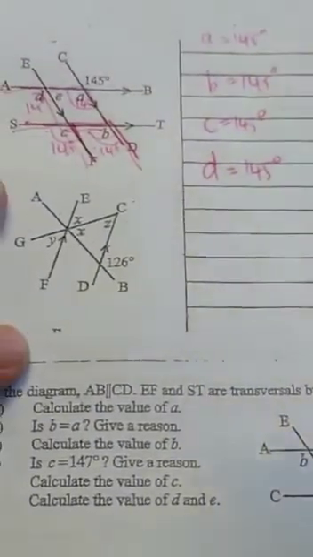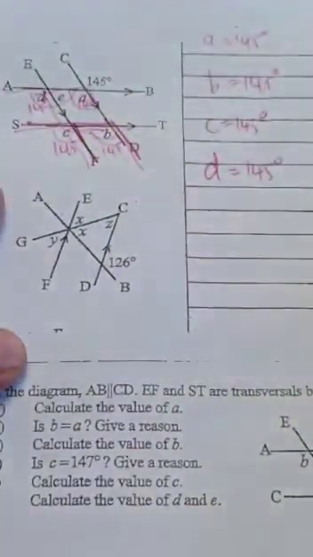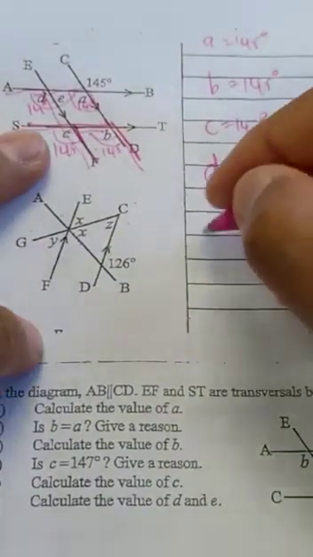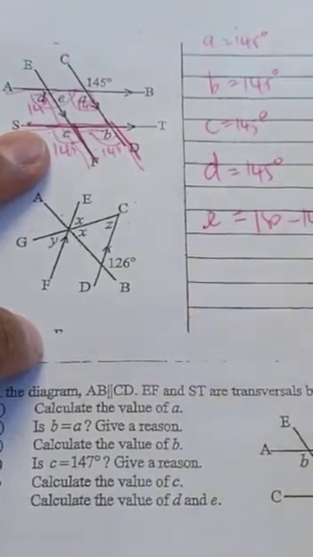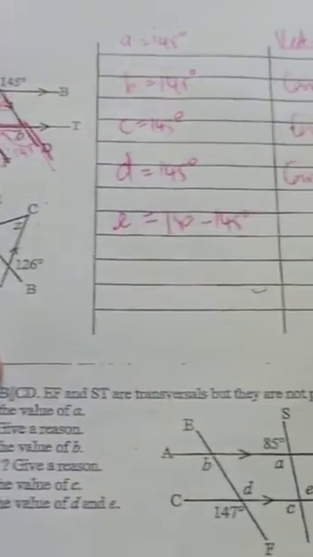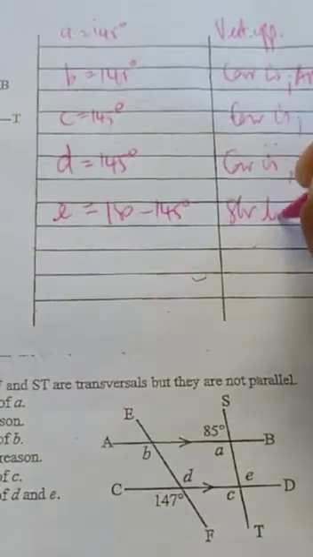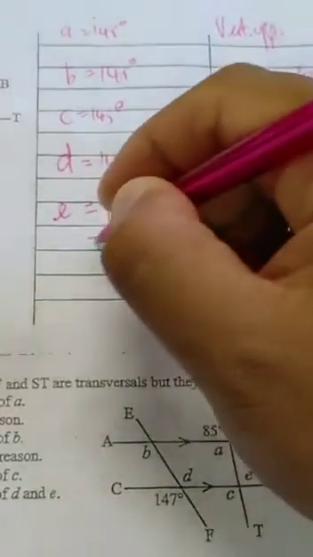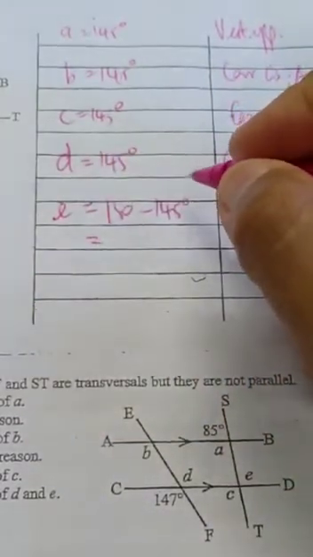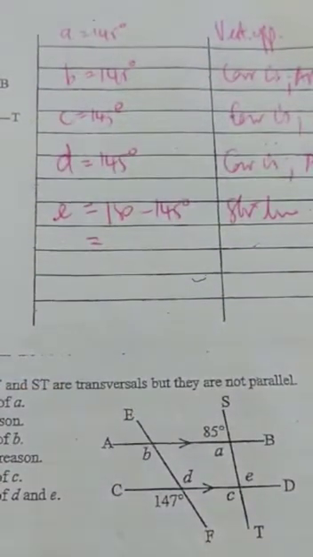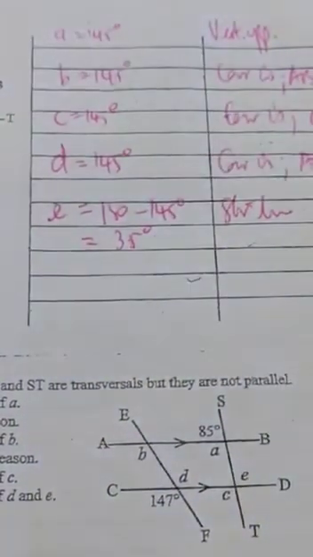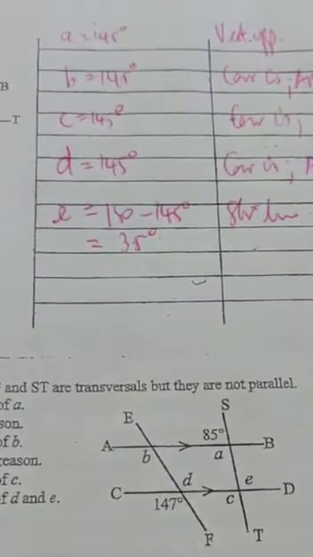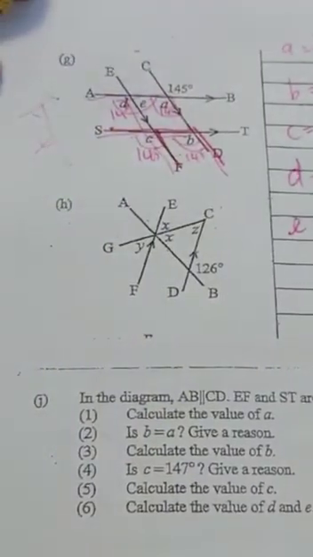So now we can go with E. E is the angles in a straight line. So E is equal to 180 minus 145. So angles in a straight line. So E works out to be 135 degrees. So I can fill that in on the diagram, but there's no F, so I'll just stop there.